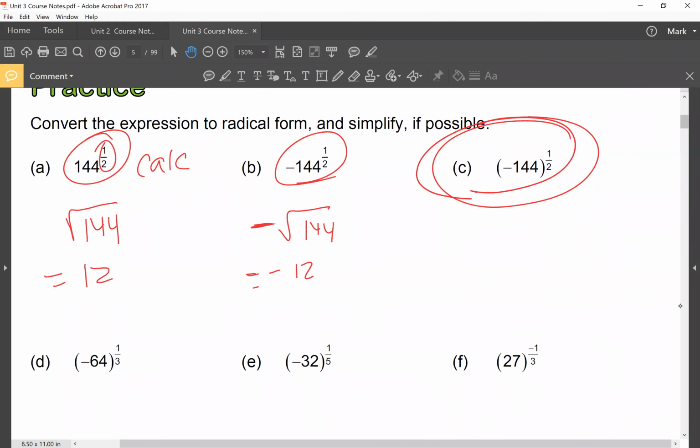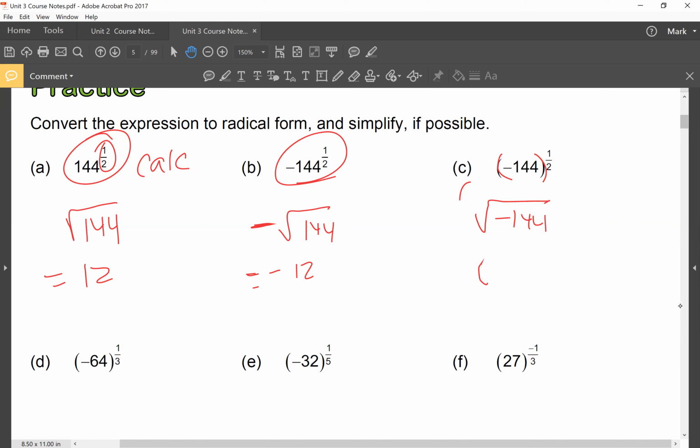So this one, very, very different. What we're trying to do for C is we're trying to take the square root of negative 144. It's in brackets, which means we're trying to take the square root of it. But you can't take the square root of a negative number. So what I would do is if you see a negative root, put your i there for imaginary number, and then take the square root of the positive. So this would be 12i.